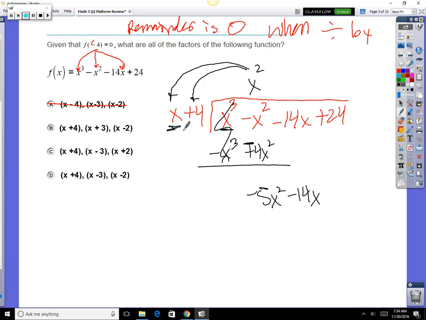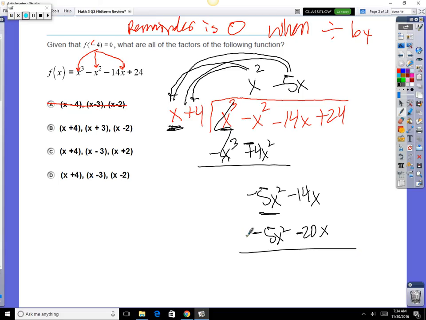Okay, only focus on this and this. So what can I times x by to turn it into a minus 5x squared? Times it by a minus 5x. So minus 5x times x is a minus 5x squared, and minus 5x times 4 is a minus 20x.